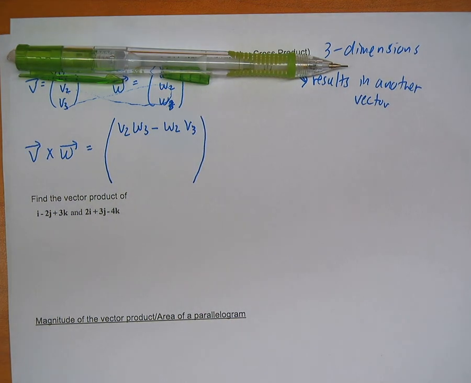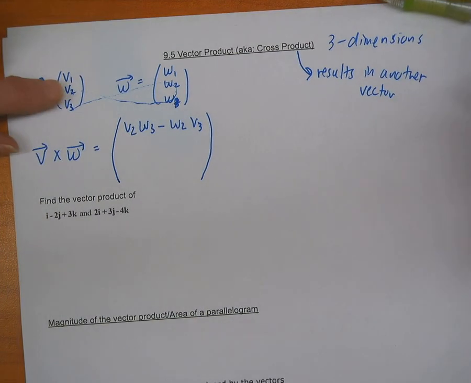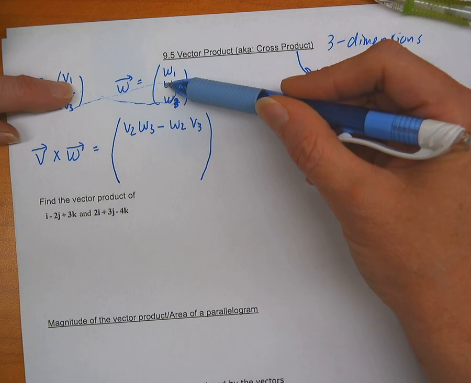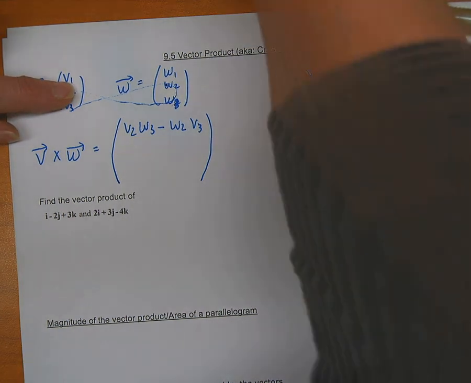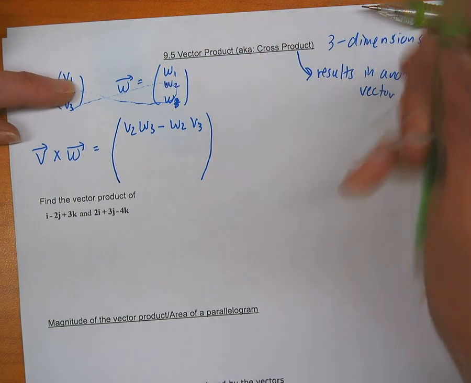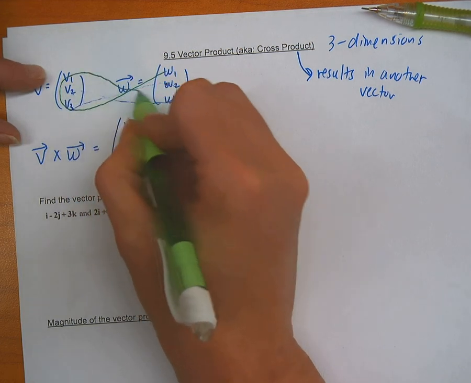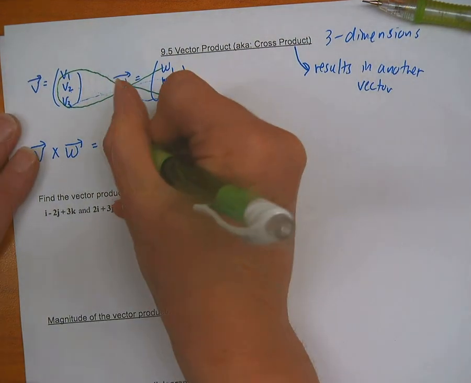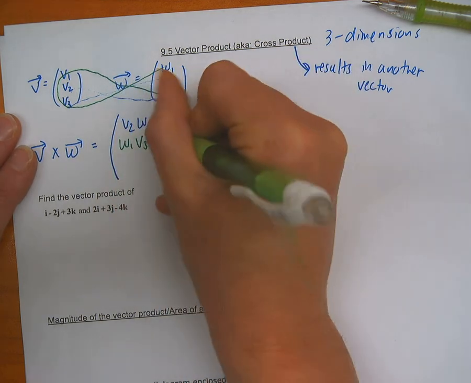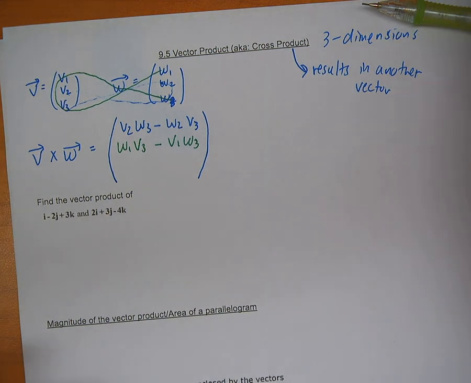Now to get the y component, you do the same thing, but you cover up the y's. So you cover up v2 and w2. And this time, you're going to do the fish thing, but backwards. So if you consider v2 and w2 covered up, we're going to start at w1. So w1 v3 minus v1 w3. And that's how you get the y component of your cross product.